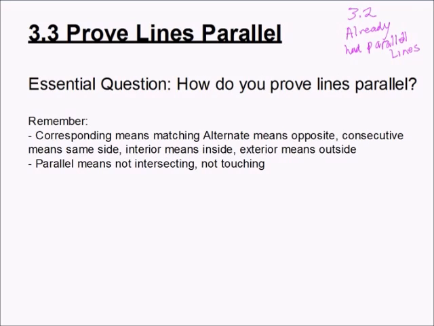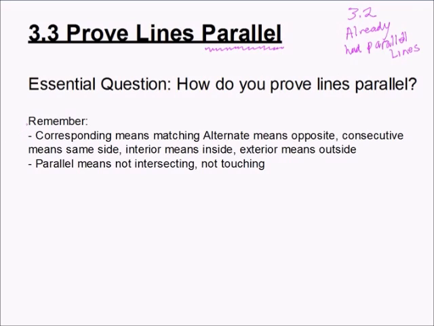3.3, of course, is saying prove lines parallel. So we don't know that these lines are parallel until we prove it. So stuff gets a little backwards from 3.2 to 3.3. The essential question is probably obvious: how do you prove lines parallel?